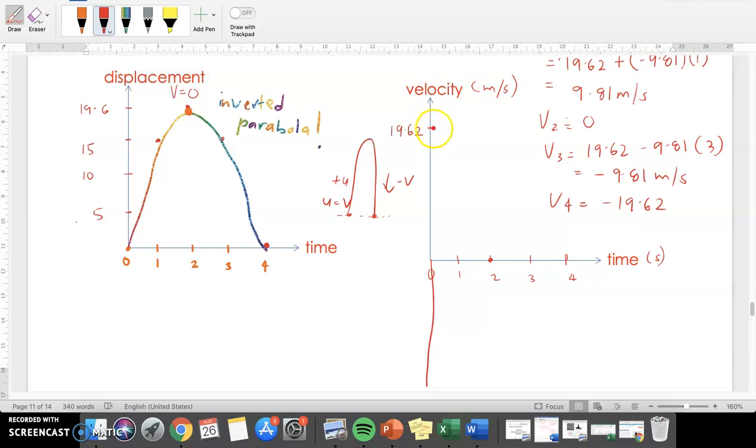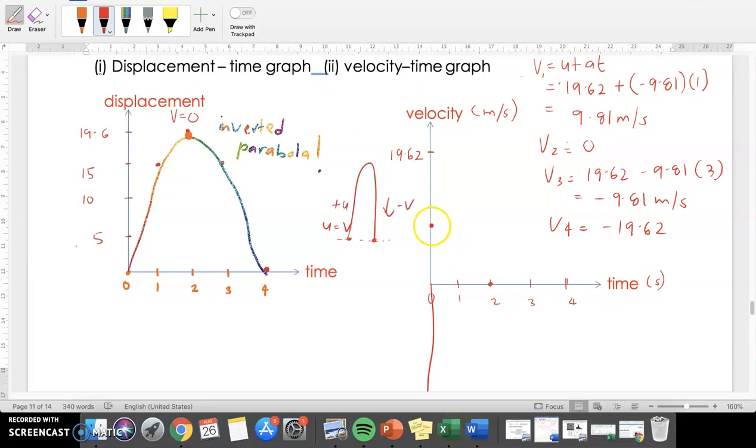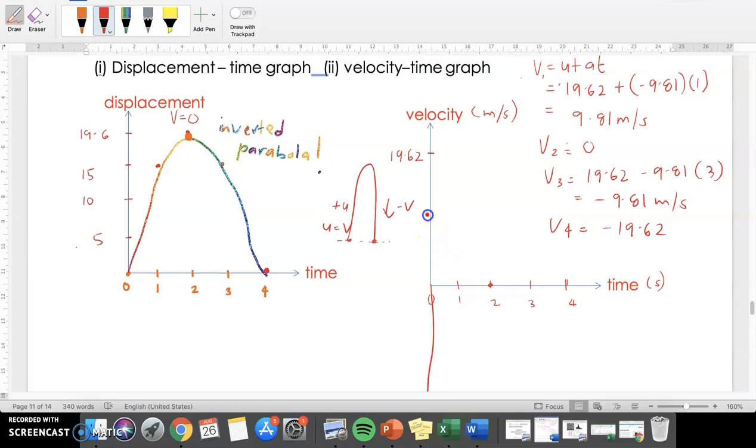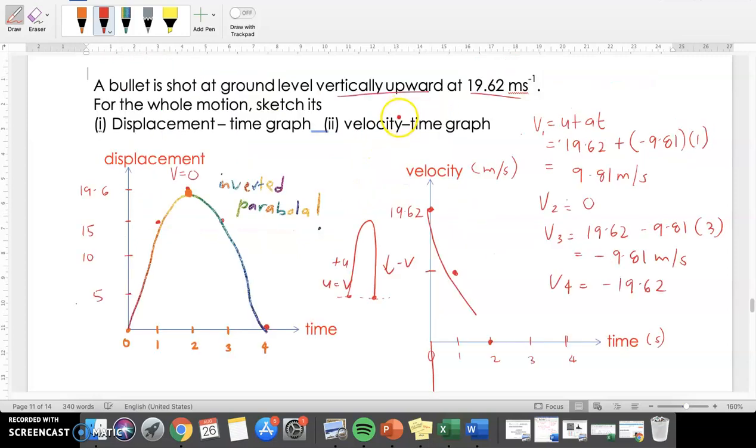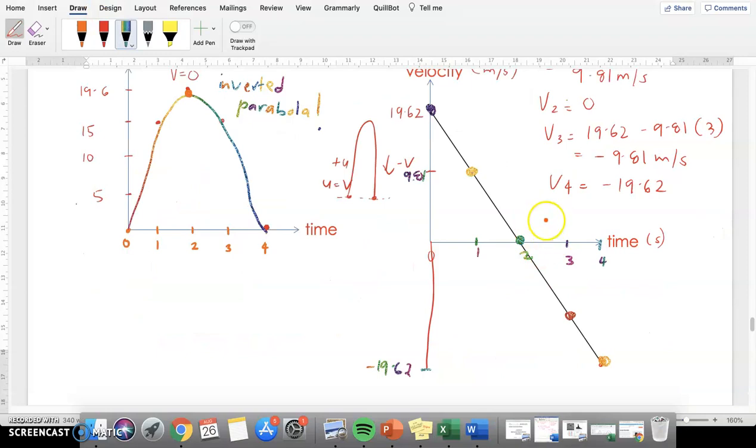So 19.62 is what I started with at 1 second, which is V1. I am a 19.81 around here, possibly. Here was my initial at 1 second, at 2 seconds, and can you guess, at 3 seconds and at 4 seconds. We have a negative gradient. Our acceleration is just gravity. Now I can't draw a straight line. Help me, please.